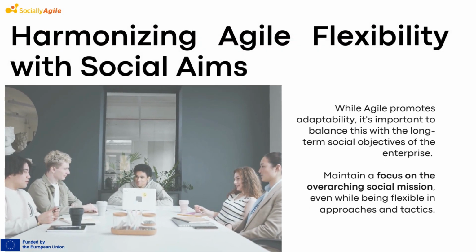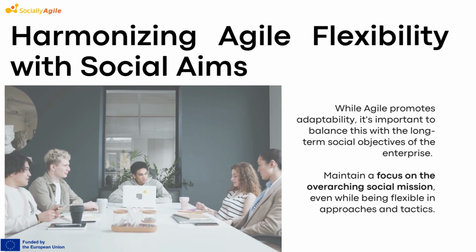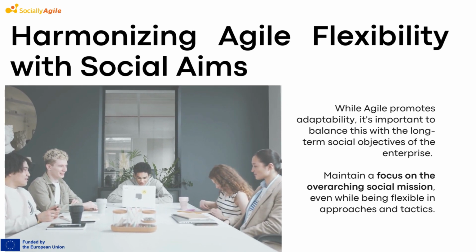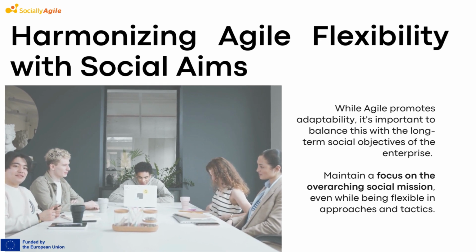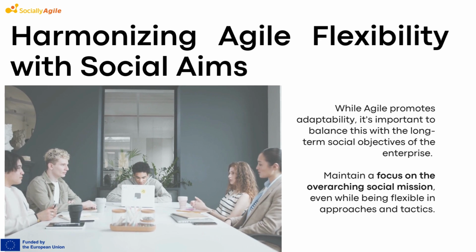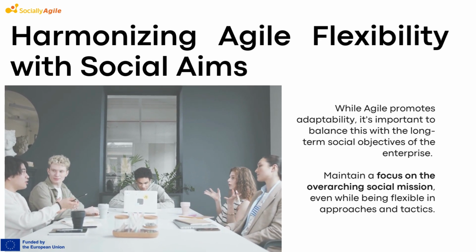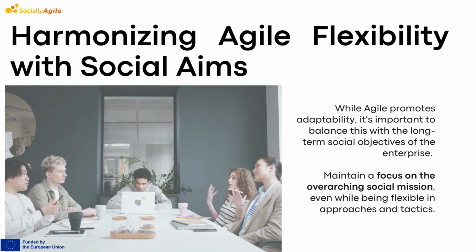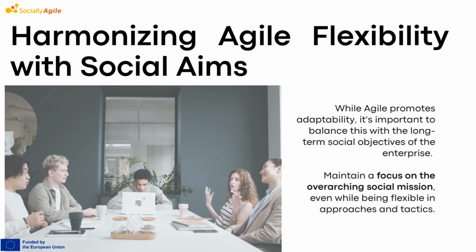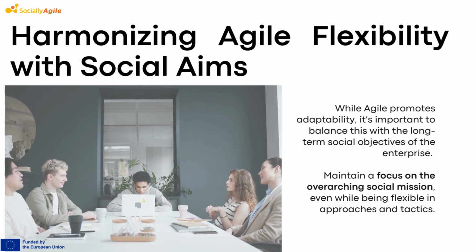While Agile promotes adaptability and responsiveness, it's important to strike a balance with the long-term social objectives of the enterprise. Maintaining a clear focus on the overarching social mission is crucial, even as we embrace Agile's flexibility in approaches and tactics. Thus, make sure to harmonize Agile flexibility with the strategic goals of social enterprises, ensuring that agility enhances rather than detracts from the social mission.